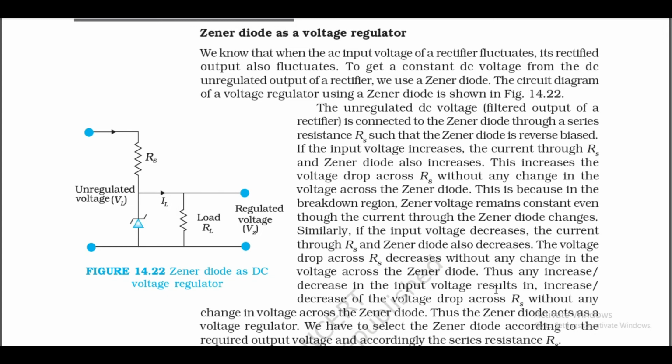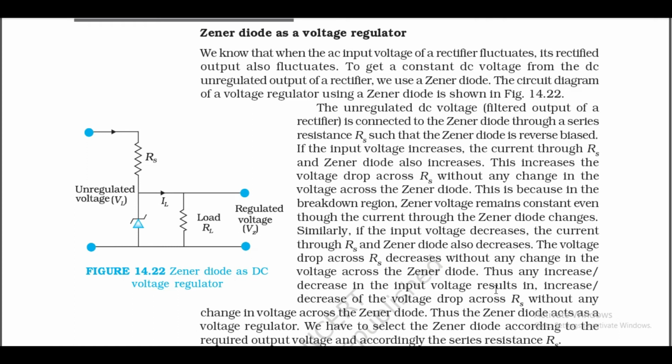If the input voltage increases, the current through Rs and Zener diode also increases. This increases the voltage drop across Rs without any change in the voltage across the Zener diode. This is because in the breakdown region, Zener voltage remains constant even though the current through the Zener diode changes. Similarly, if the input voltage decreases, the current through Rs and Zener diode also decreases. The voltage drop across Rs decreases without any change in the voltage across the Zener diode.